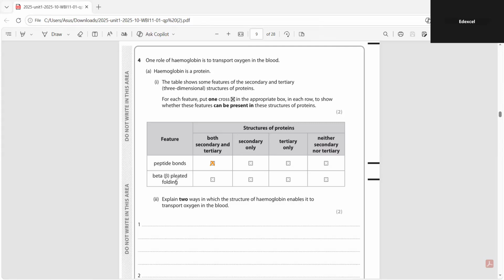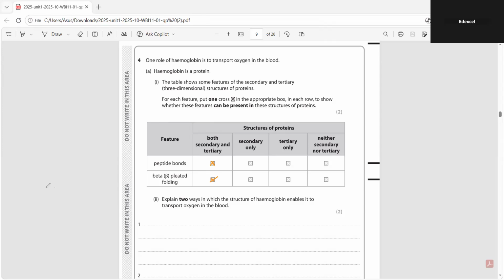Then beta pleated folding is also found in both secondary and tertiary structure. So beta pleated sheet and the alpha helix first start from the secondary structure. Since the bonds in previous structures are the same for the following, we can say they are found in the tertiary structure as well. So for this also, both secondary and tertiary should be the answer. So let's see the next question.